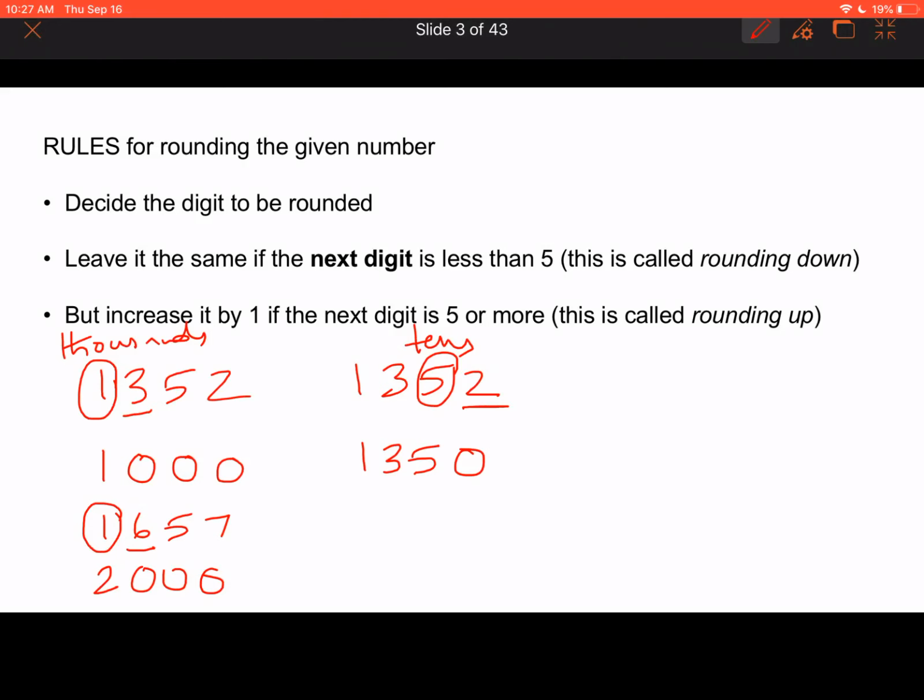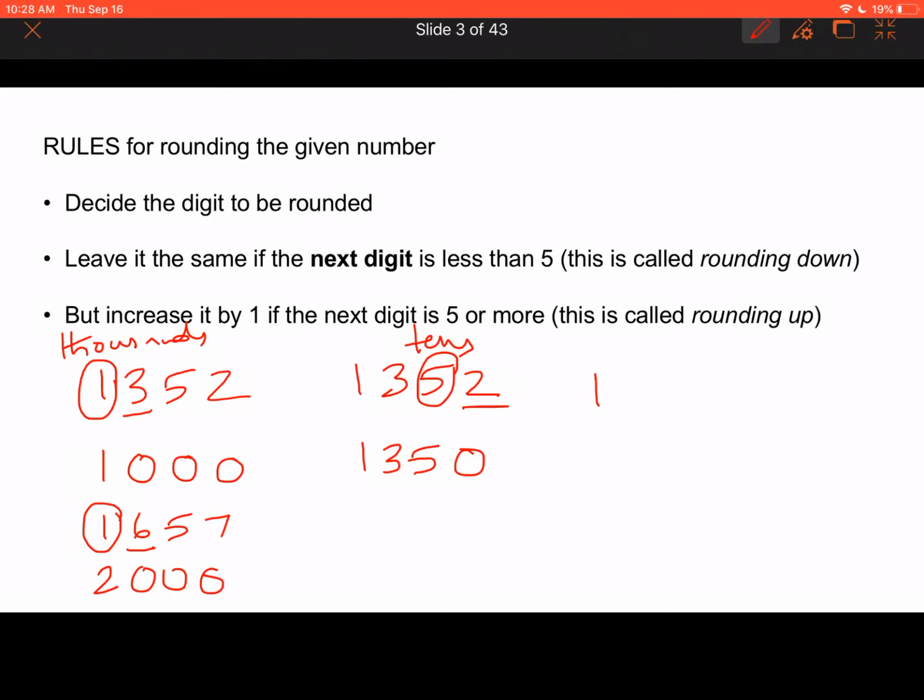You have to be very careful. The number, whatever the digits are there before the rounding decision number, it has to remain the same. There is no change in that. Only the number which we are deciding to round is going to remain the same, or it has to increase by 1 depending on the next number, next digit.